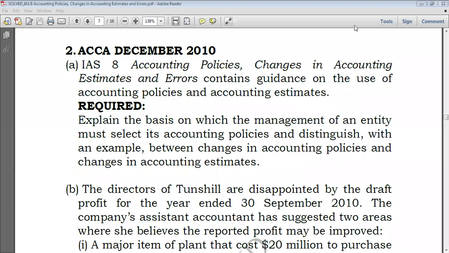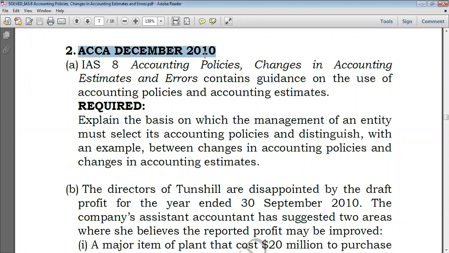Hello everyone. Now we proceed to the third part of IAS 8, accounting policies, changes in accounting estimates, as well as prior period errors. We are just going to take a look at two worked examples and then it will be over. So just tune yourself. Now let's take a look at this example.